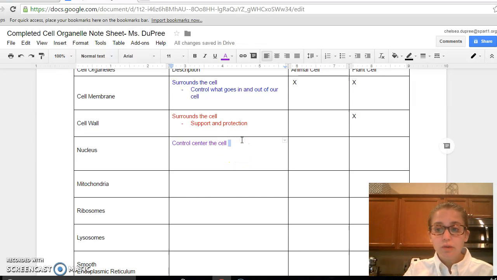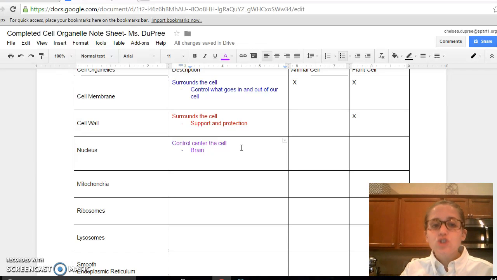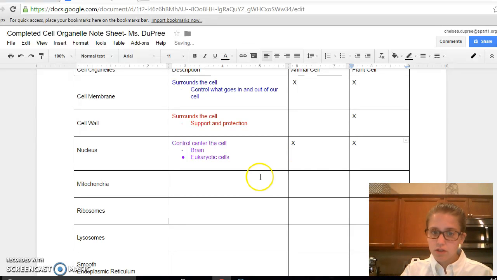So next is our nucleus, okay? He's the control center of the cell, otherwise known as the brain, right? Your brain controls everything that happens in your body, just like the nucleus controls everything that happens in our cells. Okay? And remember, this is a special feature of eukaryotic cells. Remember, we talked about those yesterday? And eukaryotic cells always have a nucleus. And our plant cells and animal cells both fit into that category. So we're going to put an X in both of these boxes because they all have a nucleus.